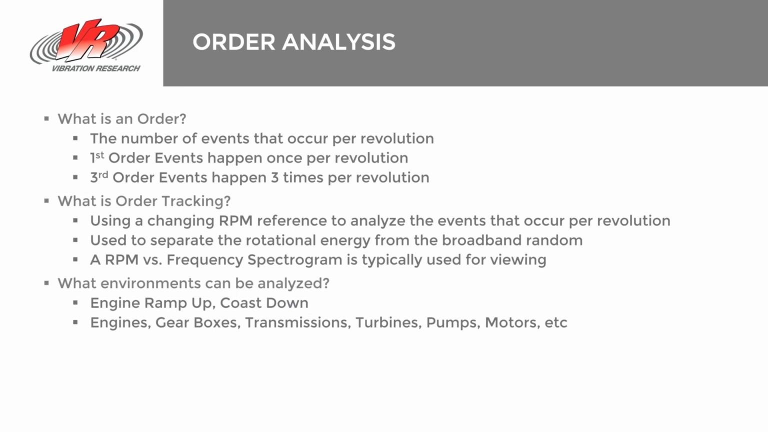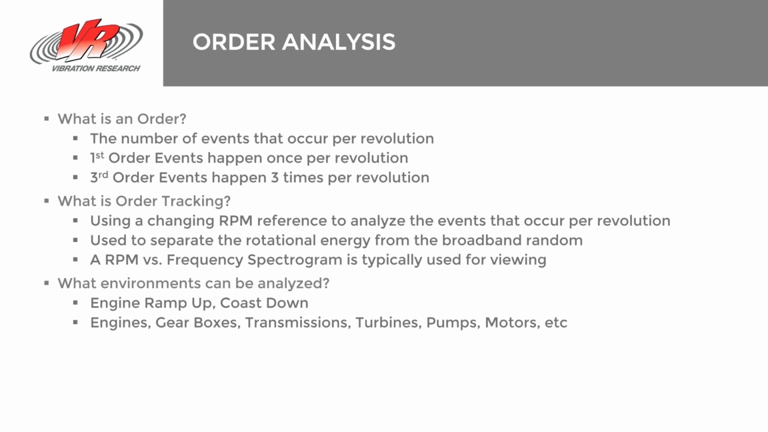Now, we are looking at a rotational environment, something that is an engine environment. So our sinusoidal content is generated by the rotation of the engine, and we're looking at orders, which is essentially the number of events that are occurring per revolution. So if I have an engine running at 1,000 RPMs, and I have an event, some transient, some spike, some event that occurs once per revolution, that's going to be a first order event. If it occurs 3 times per revolution, it'd be third order, and so on.